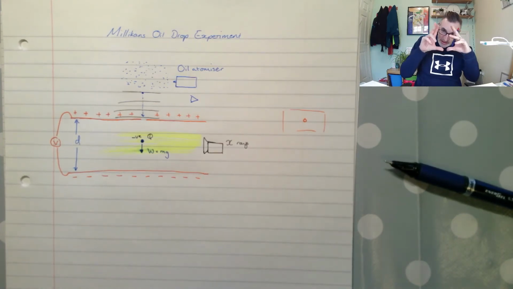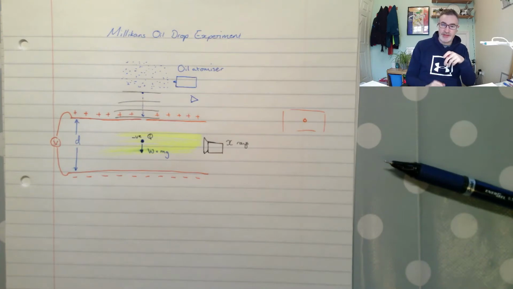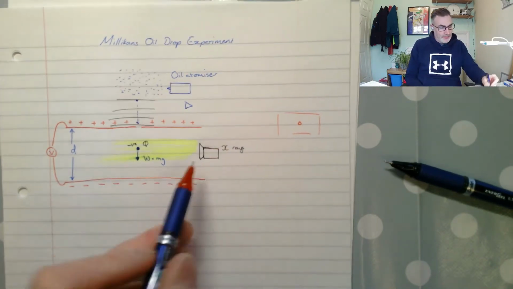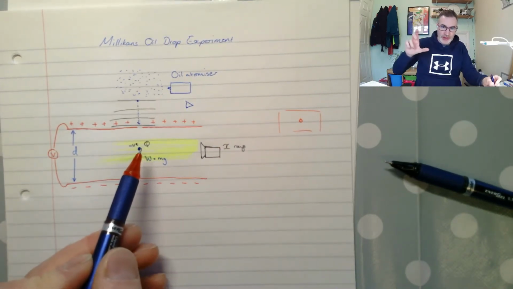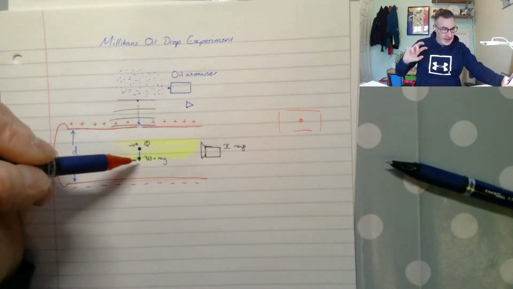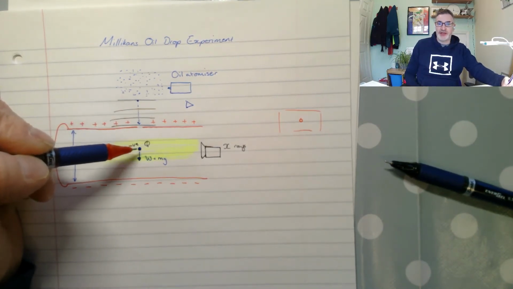We're observing this tiny oil drop. We can look at it through a traveling microscope. Observe this oil drop, and we can adjust the voltage. We can increase it until we get it to be stationary.